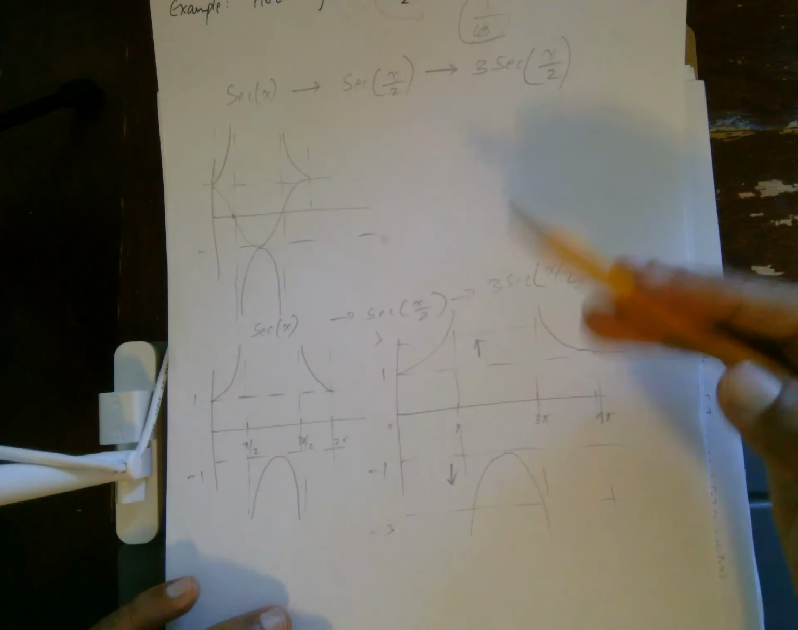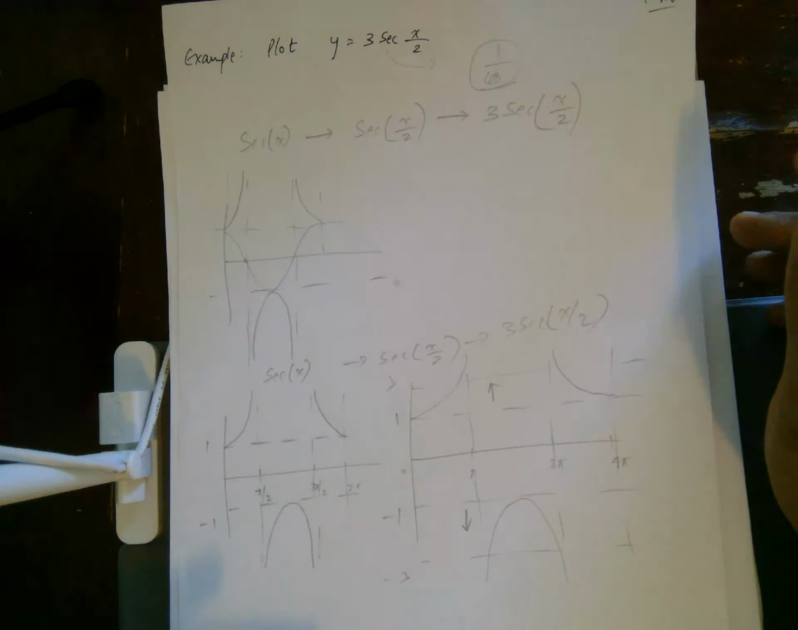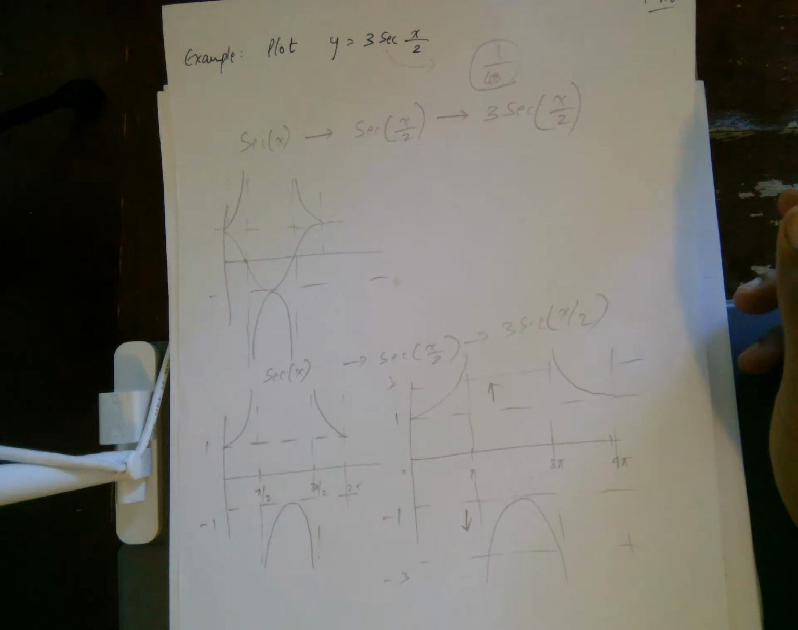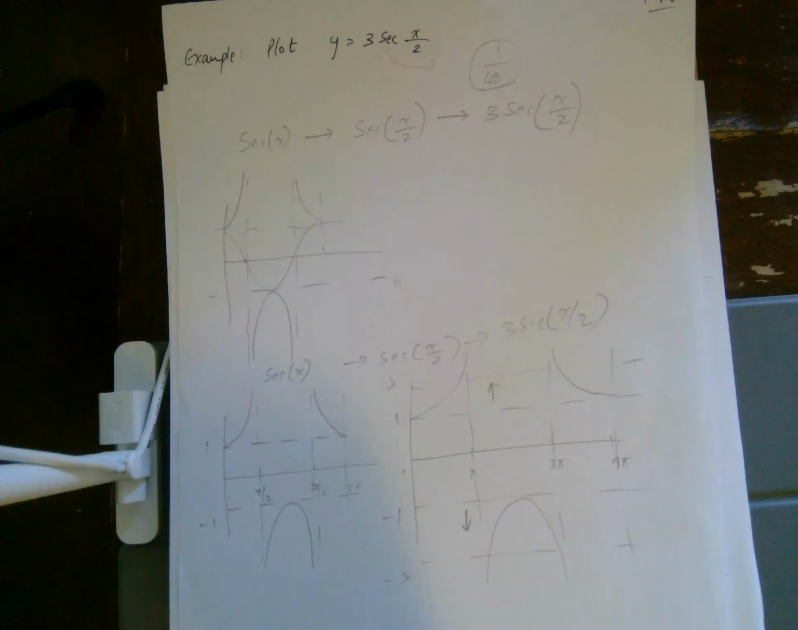So once again, for graph transformations, all you want to do is go one transformation at a time, so that it's easy for you and you're not doing more than one thing at once. And you can play around in Desmos and see what the graphs for these functions would look like.